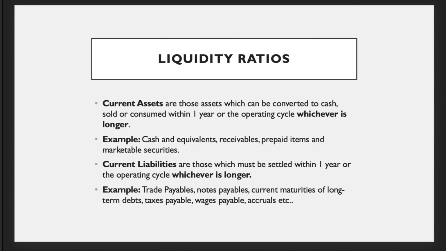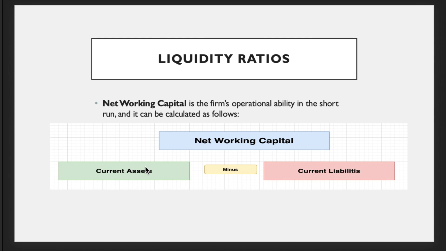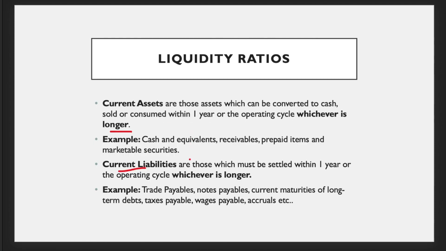If we take that lemonade example, if you look at the elements to calculate liquidity ratio, you require current assets. Current assets are those assets which can be converted to cash, sold or consumed within 1 year or the operating cycle, whichever is longer. Examples are cash and equivalents, receivables, prepaid items, and your marketable securities. And current liabilities are those which are to be settled the soonest, say 1 year or the operating cycle, whichever is longer. Examples are trade payables, notes payables, current maturities of long-term debts, and taxes payable, etc.